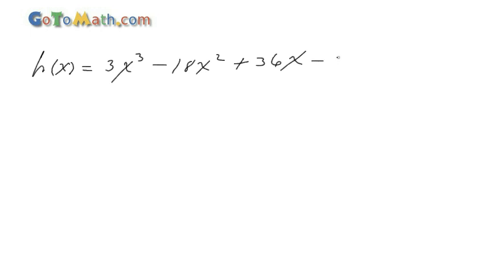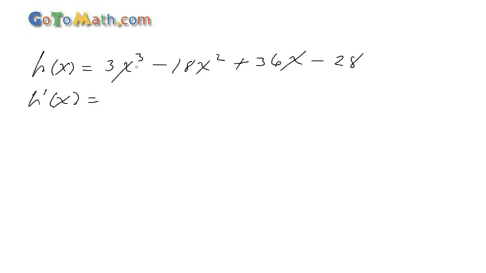Okay, so we have h of x. If I can write neat today. H of x is equal to 3x cubed minus 18x squared plus 36x minus 28.